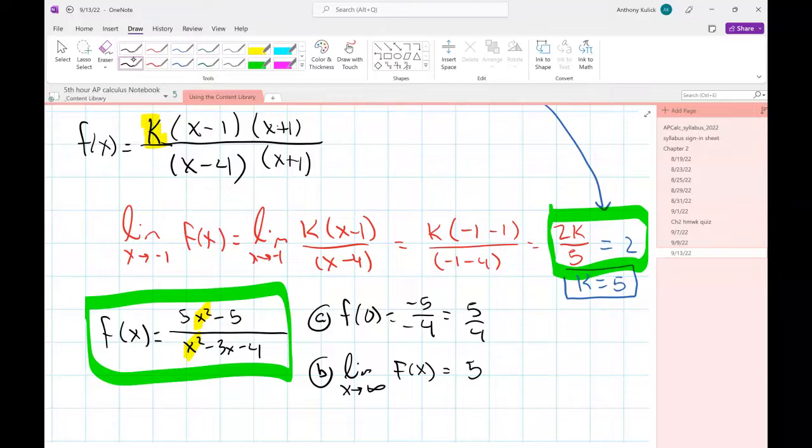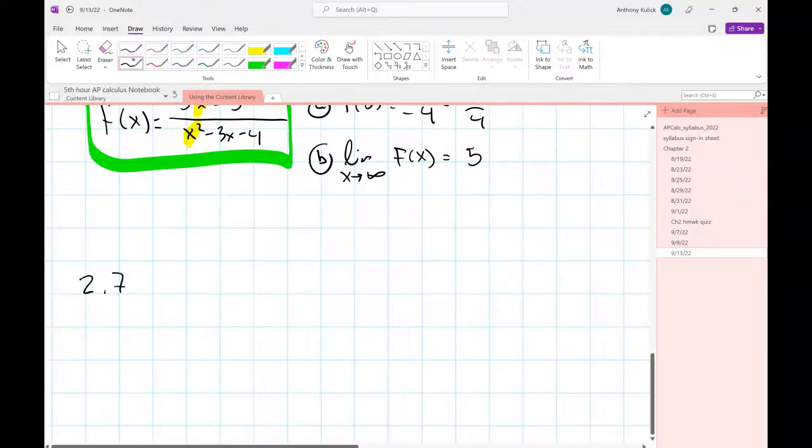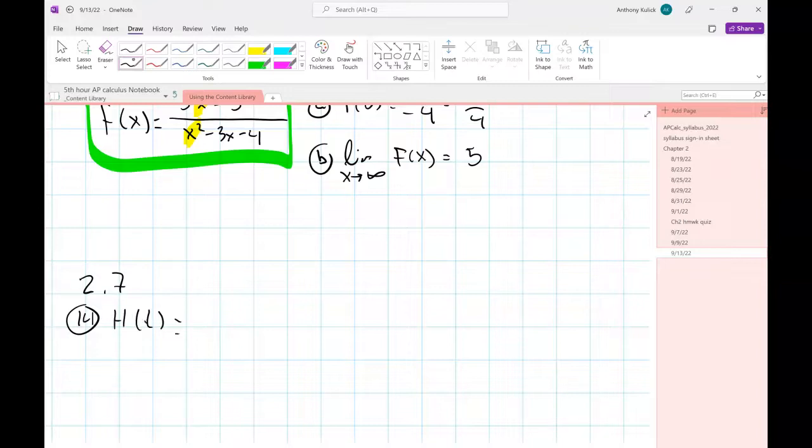Number 14 from 2.7? Okay. Says, if a rock is thrown upward on the planet of Mars with a velocity of 10 meters per second, its height in meters after t seconds is given by the equation. I guess they didn't write h of t, but I'm going to write it as a function in terms of t. Find the velocity of the rock after 1 second.